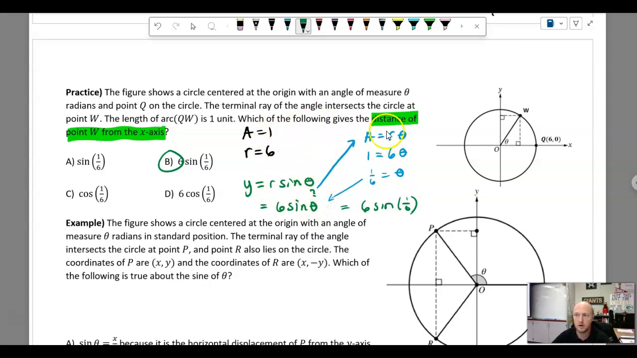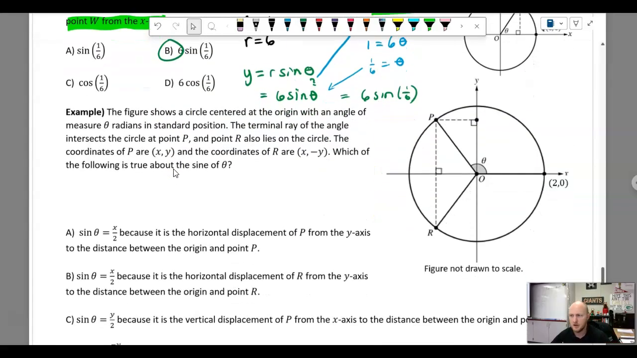If they give you arc, then if you have radius or theta, you can find the other one. So 1 is equal to 6 theta, divide by 6, you get theta is 1/6. Answer B. Answer is B. Okay.